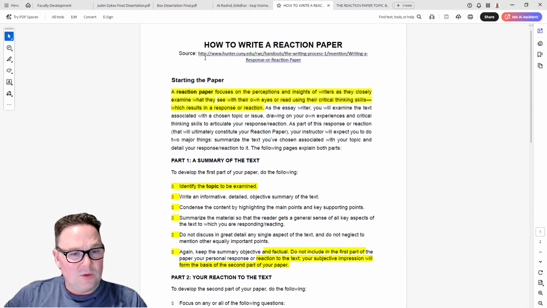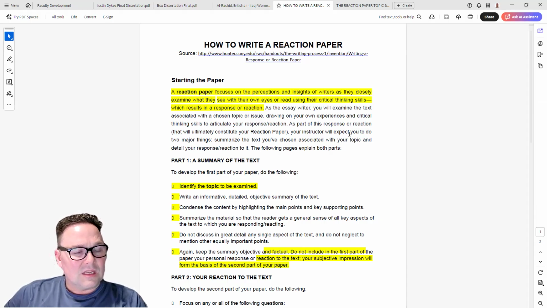And remember, we only need one text for this first paper. And in fact, we're limiting it to one text. You're going to be responding or reacting to a text. And this time, not a tweet or a social media post. We're going for an article, something more substantive.